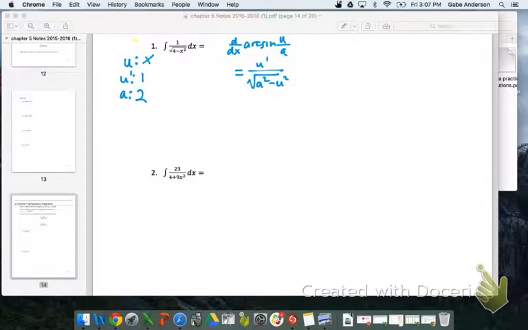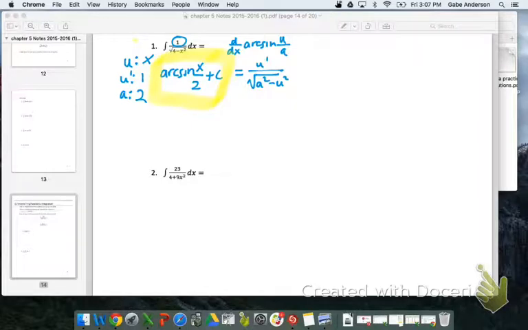Okay, so I'm looking back at that integrand, and I need to have my u prime in the top, and I do. My u prime is 1, and I've got a 1 in the top. So I would say this is perfectly set up for arcsine. So based on all that, understanding what we've got here, I'm going to write the answer. Arcsine of my u, which is x, over my a, which is 2, and then plus c.